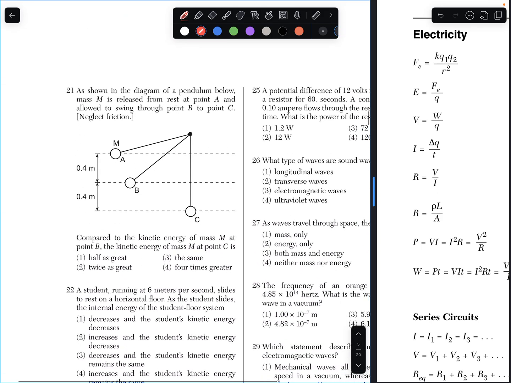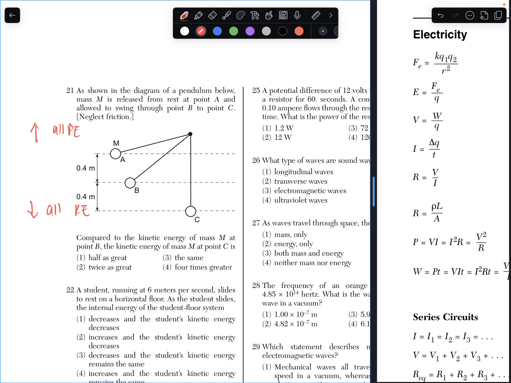As shown in the diagram of the pendulum below, mass m is released from rest at point A and allowed to swing through point B to point C. Compared to the kinetic energy of mass m at point B, the kinetic energy of mass m at point C is... When it's at the highest, we're going to have all potential energy. And when it's at the lowest, we're going to have all kinetic energy. Since we have conservation of energy here, it's going to have a combination of potential energy and kinetic energy at any point in between. So at point B, then C.